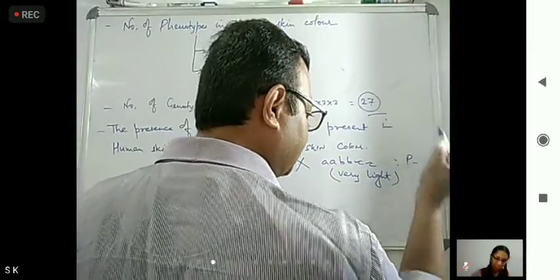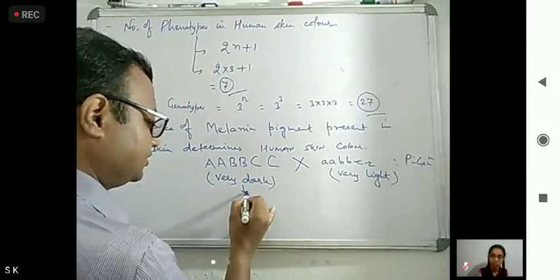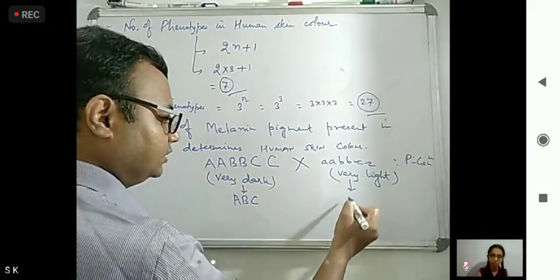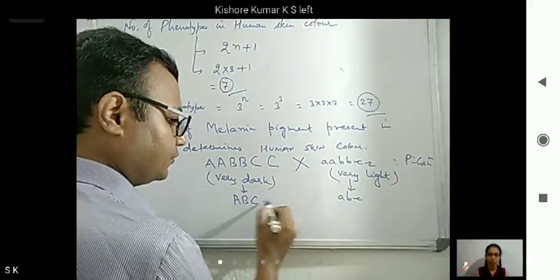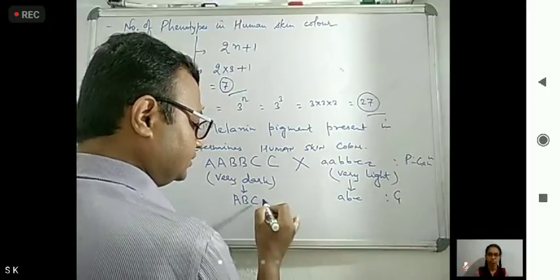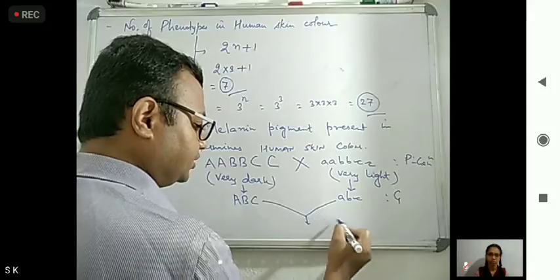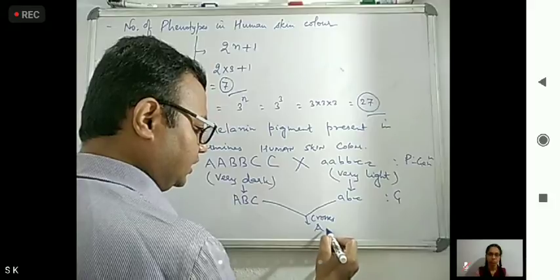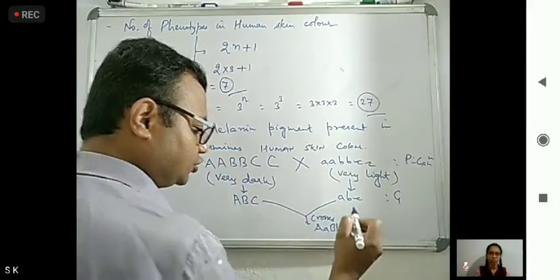Okay, now this is the parental generation. Now come to the gametes. So the gametes will be A, B, C and here small a, small b, small c. This is the gametes. Then the F1 generation cross will come: capital A, small a, capital B, small b, capital C, small c.